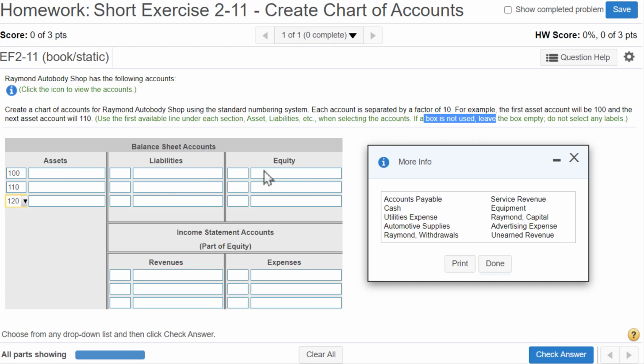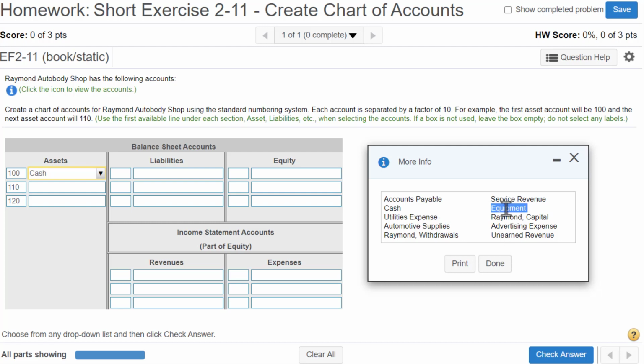All right. So let's find our assets. We have a maximum of 3 assets. Just because there's 3 lines doesn't mean we have to fill them all. So accounts payable, that's a liability. Cash, here we go. Every company has a cash account. That's definitely an asset. What else is an asset? We've got automotive supplies. That would be like the oil and rags and stuff like that.